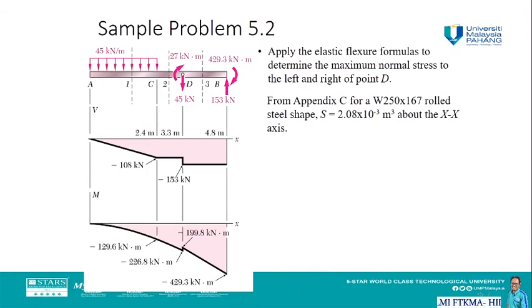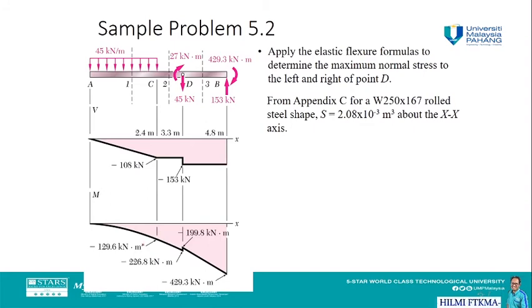So what we have to do next is to insert the values of x, then plot the diagrams for SFD and BMD. We are going to get this diagram for V: 108 kilonewton from 0 to 2.4 meter, and then from 2.4 meter to 3.3 meter the shear force will be constant at minus 108, and it will decrease further to minus 153 from D to B, for 4.8 meter.